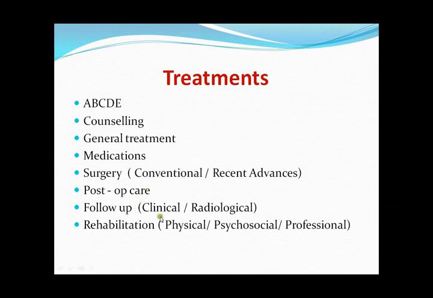So when we receive this patient, we go for clinical examination. We take history, we examine this patient, and if needed, we go for X-rays, MRI, or CT scan. That depends upon the condition. Rehabilitation is very important in spinal injury. So one is physical rehabilitation, one is psychosocial, and one is professional.